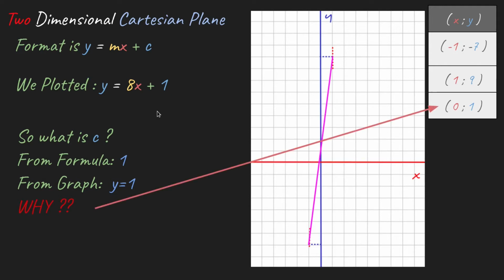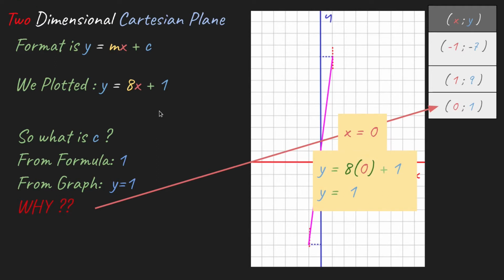If we take that point where x is 0, then our formula will look like y equals 8 times 0 plus 1, y is equal to 1. So, very interesting. Remember that x is 0 all the way along the y-axis. So it stands to reason that where x is equal to 0, y is equal to c. So that is why we say that c is the y-intercept.